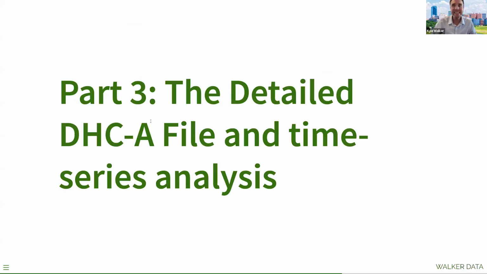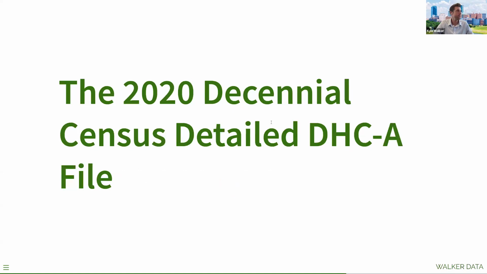All right, part 3, the detailed DHC-A file and time series analysis. So let's start with the detailed DHC-A file from the 2020 Decennial Census, because this is a long-awaited data set, especially for people who are wanting to pull data for very specific groups. But it's not the easiest data set to work with, and it has a structure that's different from other census data sets. And so I implemented a series of tools to allow users to engage and interact with this data set, I think, in a more efficient way, and try to avoid some of the pitfalls that frequently arise, especially when new users are working with the detailed DHC-A file.